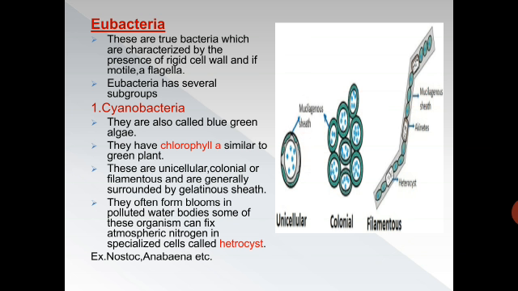They often form blooms in polluted water bodies, and some of these organisms can fix atmospheric nitrogen in specialized cells called heterocysts. Examples for these are Nostoc, Anabaena, etc. So this is a type of eubacteria called cyanobacteria, commonly called blue-green algae.